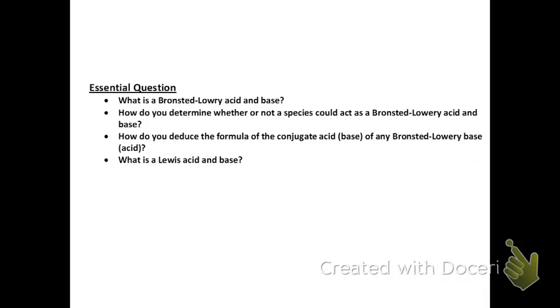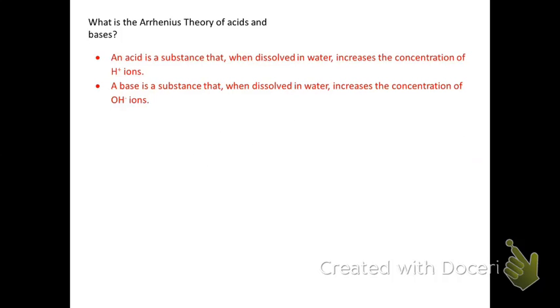The essential questions for this lecture are: what is a Bronsted-Lowry acid and base? How do you determine whether or not a species could act as a Bronsted-Lowry acid and base? How do you deduce the formula of the conjugate acid or base of a Bronsted-Lowry acid or base? And finally, what is a Lewis acid and base? All of these questions will be addressed in this lecture, and you yourself need to be able to answer these for the quiz over lecture 1. Alright, so let's get started.